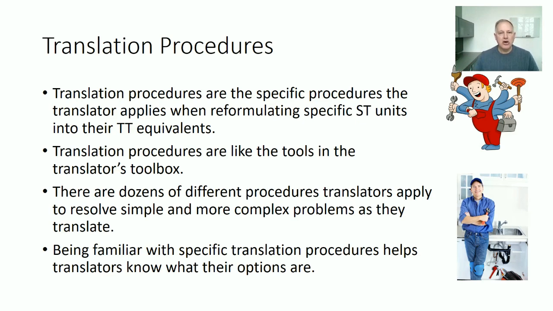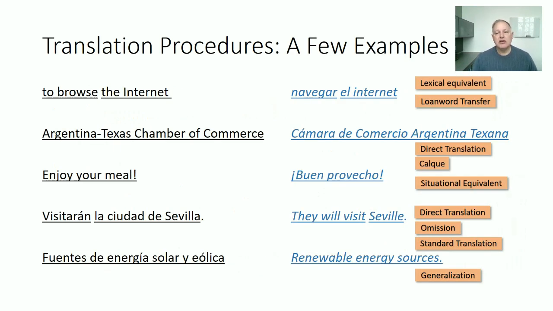For me, the important thing to know, you might forget the name of a tool in your dad's toolbox or your mom's toolbox, okay? But the important thing to know is you have a specific problem, there is a tool, right? You have the option. So like the last bullet point says, being familiar with specific translation procedures, whether you know their name or not, helps the translator know what his or her options are. So you might be thinking, I'm wondering if I can do X, Y, or Z when I reformulate or translate this unit. The answer probably is yes, and that's why it's good to know what's on these lists of procedures. Here are some examples.